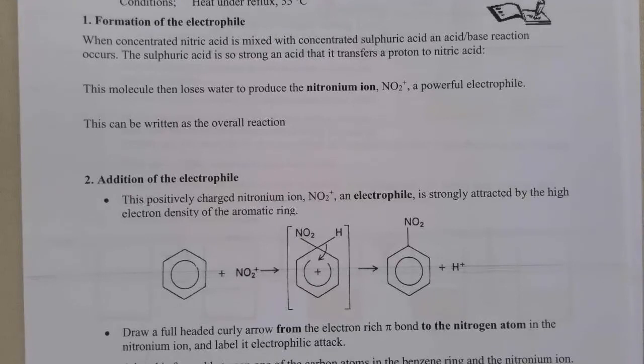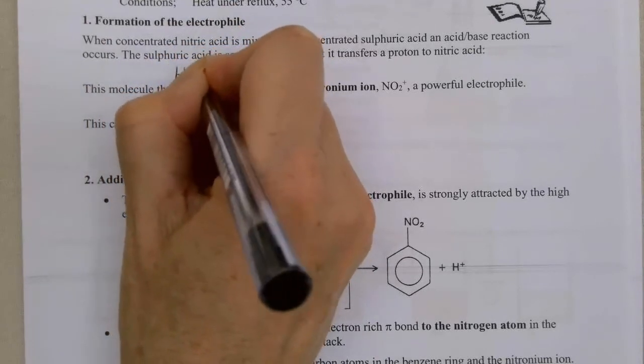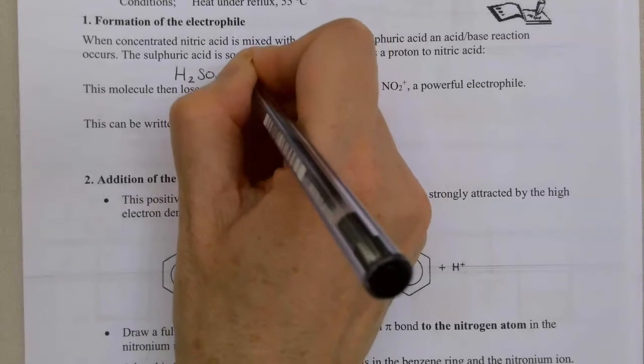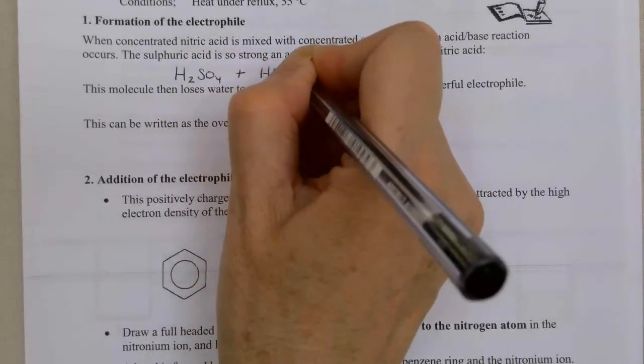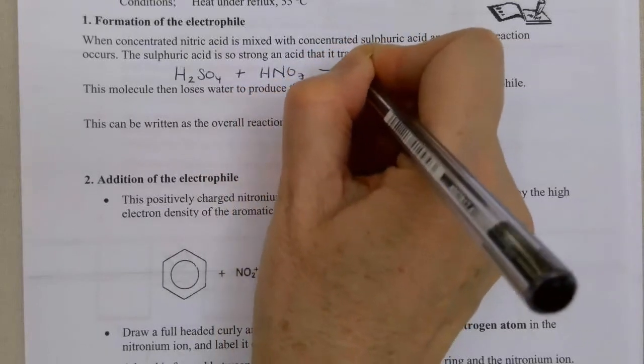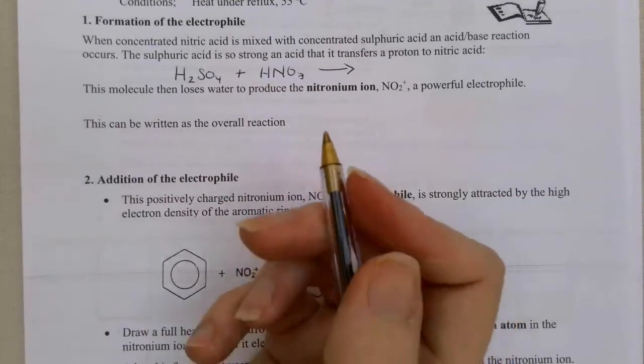We need to heat it and keep the temperature at 55 degrees Celsius. So sulfuric acid is such a strong acid that it's able to transfer a proton onto the nitric acid. So in other words, we get H2SO4, the sulfuric acid, reacting with nitric acid, HNO3, and we can get one of these hydrogens to be transferred on to this nitric acid.